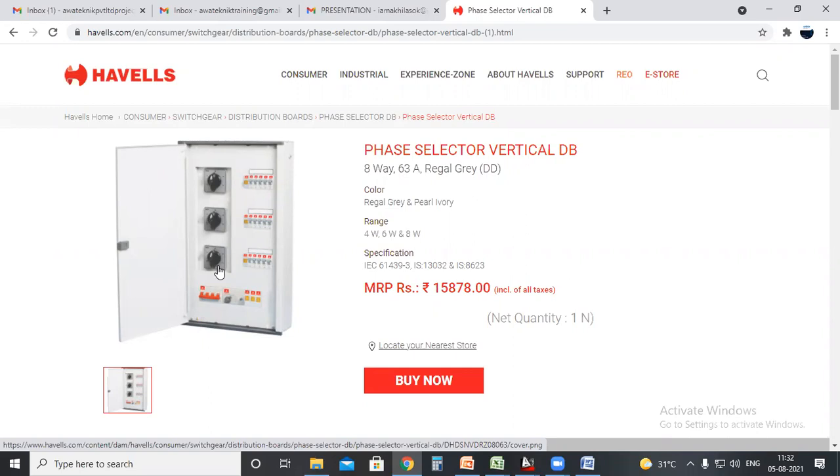So what happens when you are constantly keeping it at YYB or BBR? If you are running all the loads on R and Y together, that will cause an unbalanced condition. You will wonder why it is then allowed. Normally a residential building will not have much demand. Only a few equipments will be working at a time. That is why it is allowed in our country.